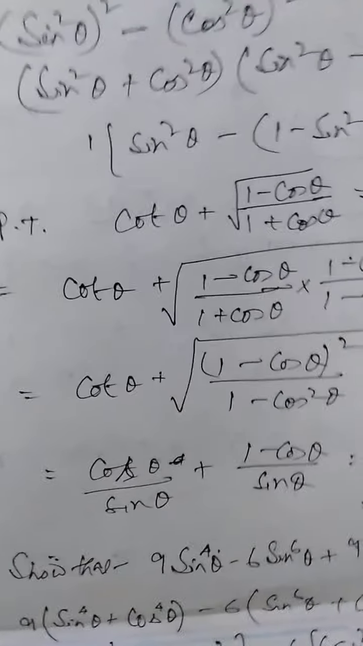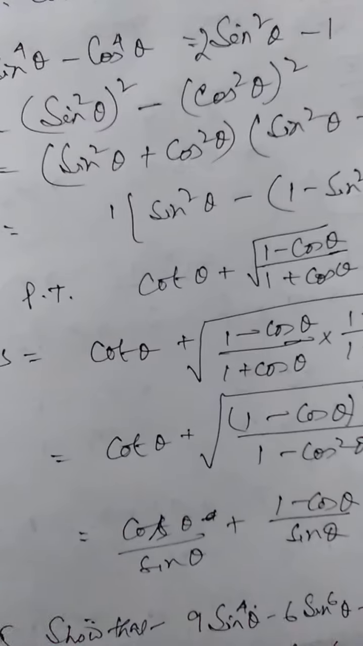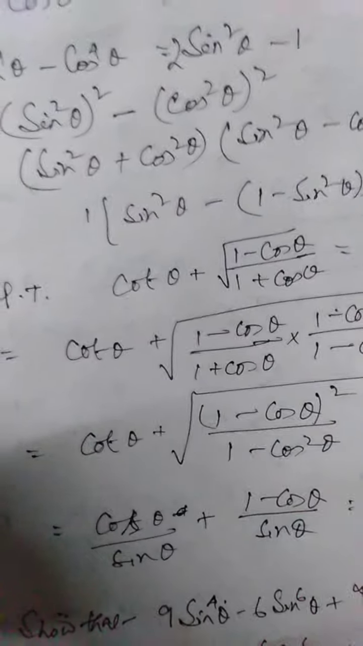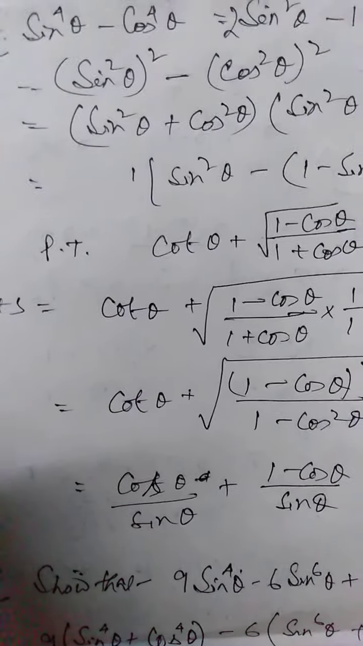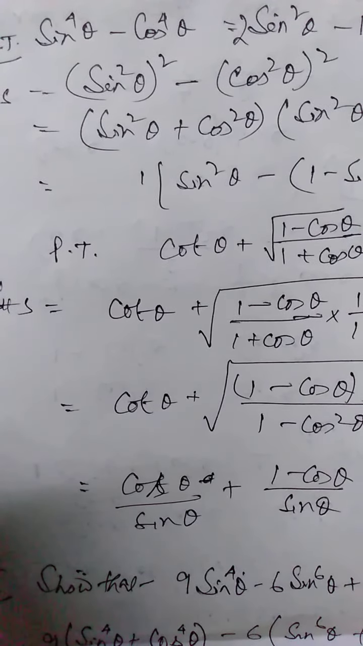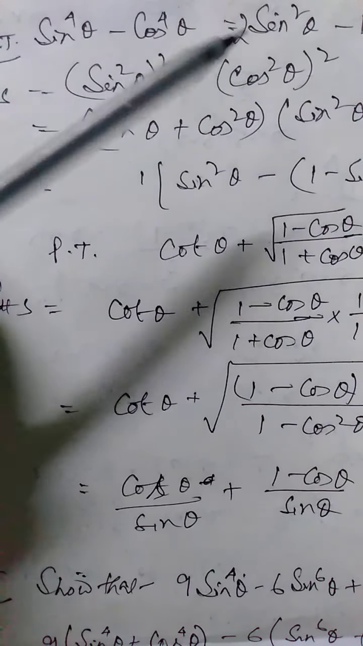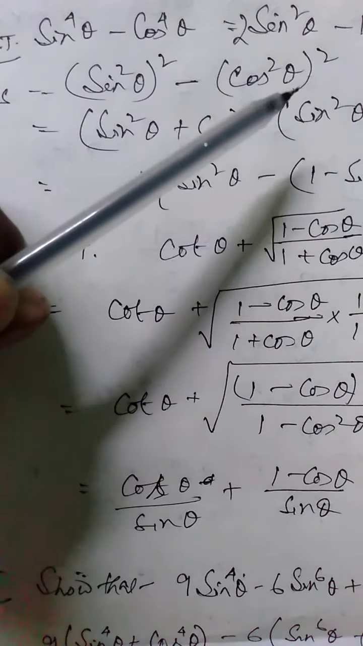So we have to prove what? Sin^4 theta minus cos^4 theta is equal to 2 sin^2 theta minus 1. Very easily we can do that. See, what is sin^4 theta? Sin square theta whole square. And cos^4 theta is what? Cos square theta whole square.